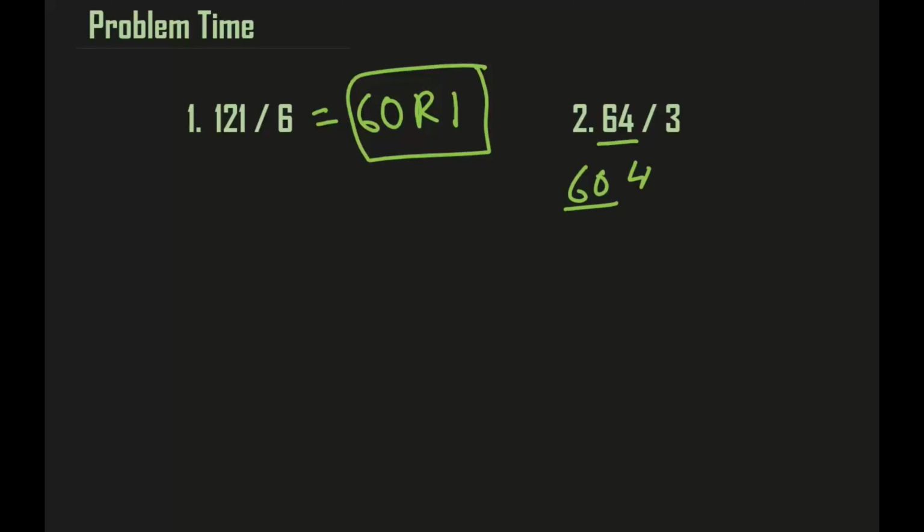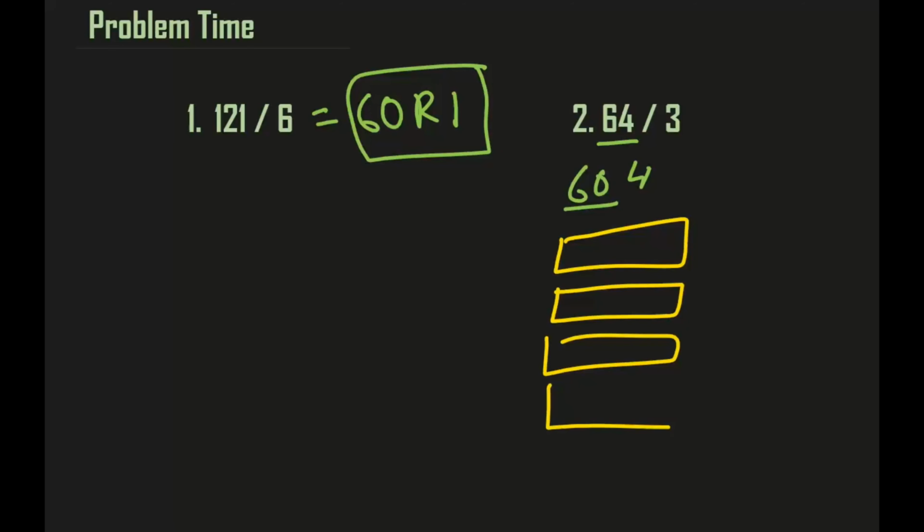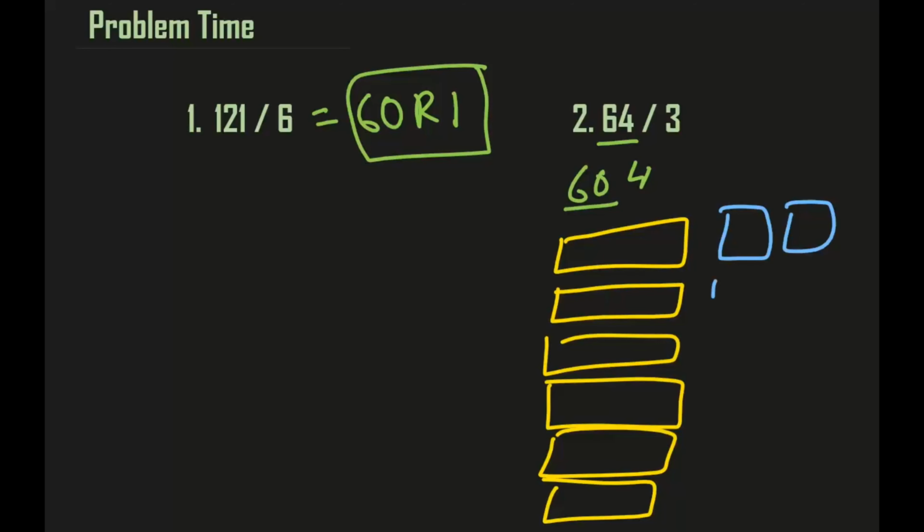So we're going to have 64. We're going to use 6 tens place blocks to represent 60. So 1, 2, 3, 4, 5, and 6. Now we're going to use 4 ones blocks. So 1, 2, 3, and 4. So this is 1 each, and then these are 10 each. I'm going to write it in there so you don't get confused.